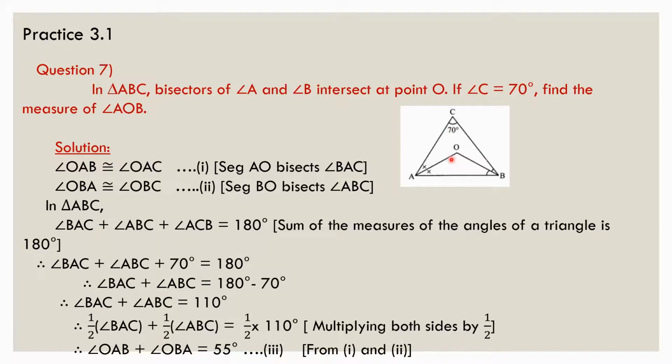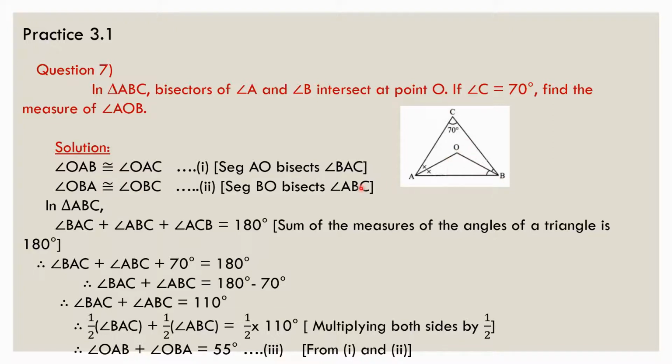Solution. In this figure, segment AO and segment BO are the bisectors of an angle. Therefore, the first equation: angle OAB is congruent to angle OAC. Angle OAB and angle OAC are congruent. And the second equation: angle OBA is congruent to angle OBC. The reason: segment BO bisects angle ABC.